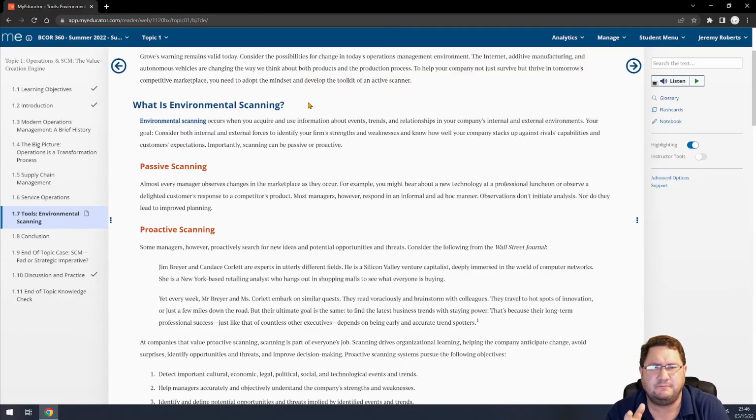Passive scanning is you're just sitting there and the information's coming to you. You're not doing anything to go seek out that information. Proactive, you're searching for that information. So you can think of it like you watch the nightly news, 10 o'clock news or whatever. You watching the news is passive. You actually doing research and going to different websites to find out news is proactive, because you're probably looking for something if you're going to different websites, right? So we want to look at that.